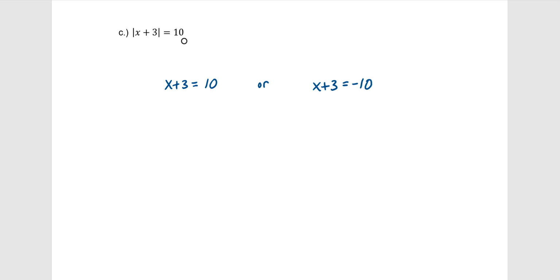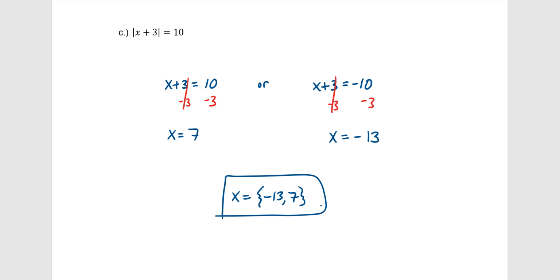And now we have to finish solving these ones this time. So we solve them separately. On the left-hand side, we have to subtract 3. So we get x equals 10 minus 3, which is 7. And then the equation on the right, we subtract 3. We get x equals -10 minus 3, which is -13. So we get our two answers, negative 13 and 7.